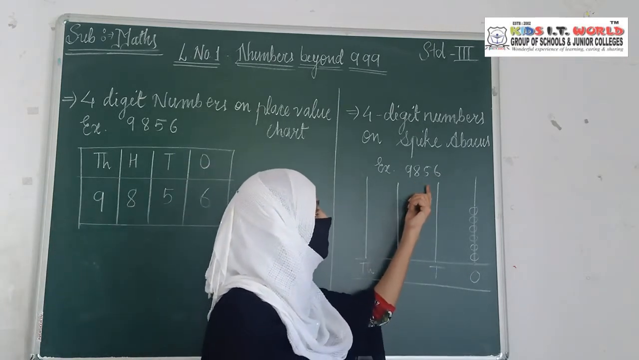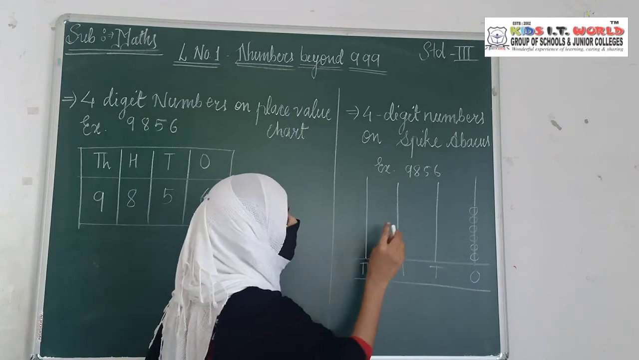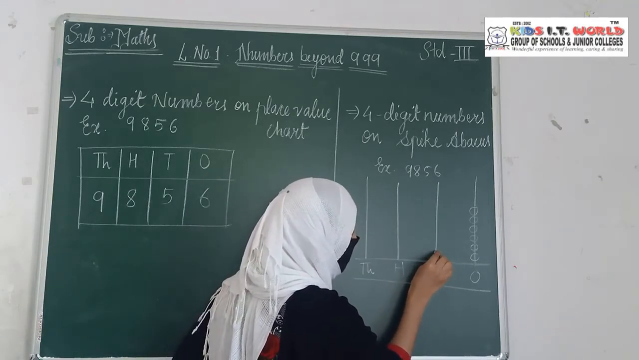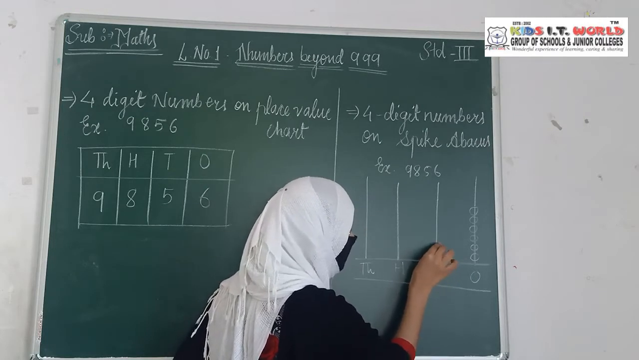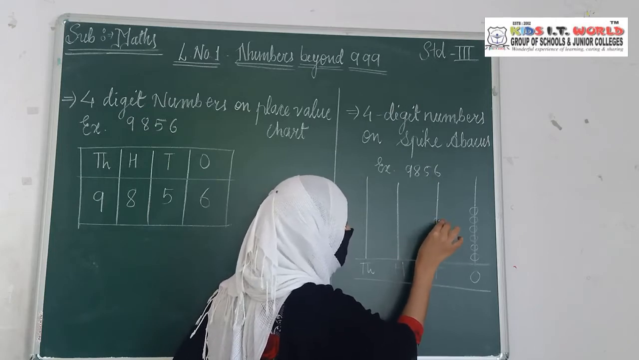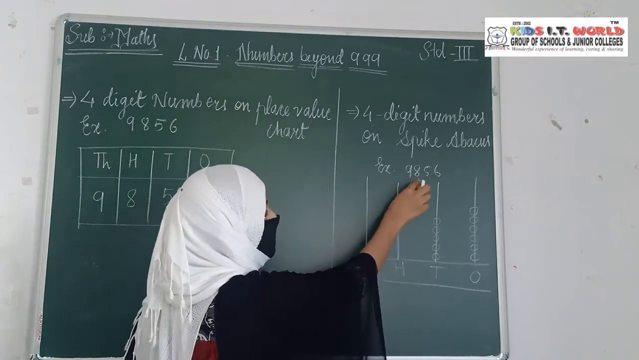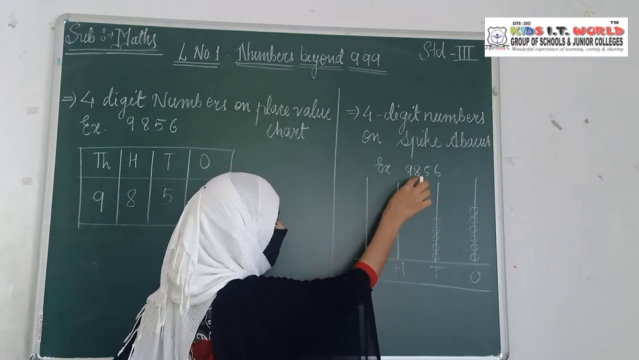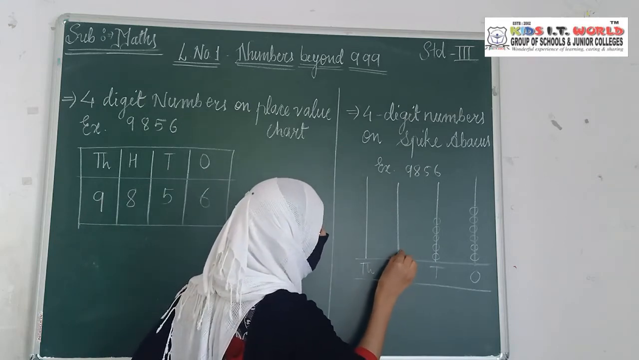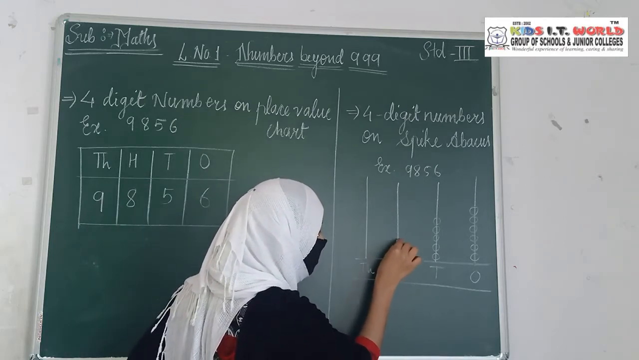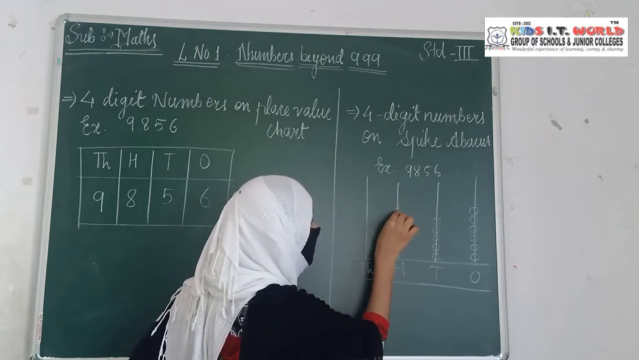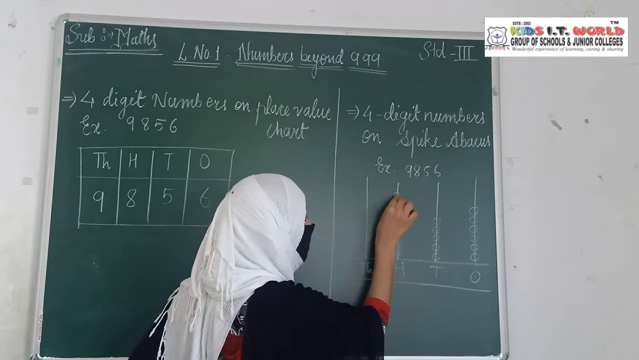Now coming to the next, on the tens place it is 5. So we will represent the 5 on the tens on the spike abacus in this way. Draw 5 balls here: 1, 2, 3, 4 and 5. Coming to the next, it is hundreds. On the hundreds place we have the value 8. So you have to draw 8 balls on this line. We will draw it: 1, 2, 3, 4, 5, 6, 7, 8.